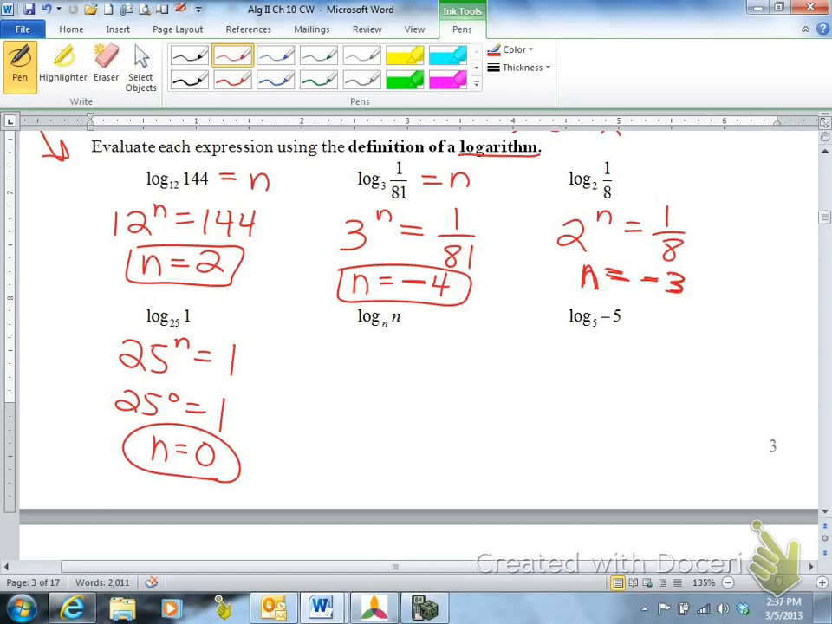The next one might be a little confusing to use an n since we have a bunch of n's. So maybe I'll just use a question mark. You could use an x or an r for Richard or something like that. So we have n to the what equals n, and that would be a 1. So the question mark equals 1. Or if you use an x, you would say x equals 1.